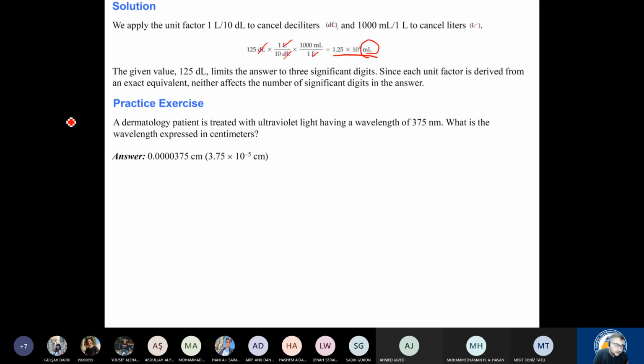Yes, there is a practice exercise, so as homework you can do it yourself to find the answer, and the answer is this, so you can check whether your answer is correct or not. So another good example is here.